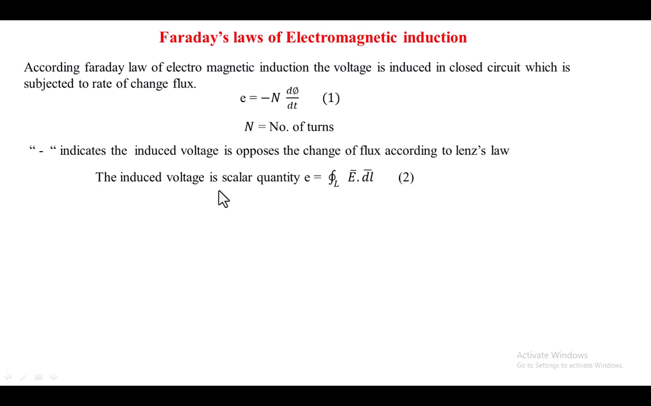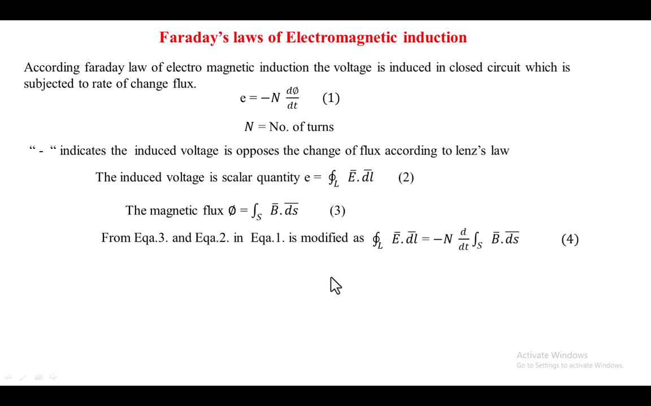The induced EMF is a scalar quantity that we can write as the closed line integral of E bar dot dl bar. The magnetic flux we can write as the surface integral of B bar dot ds bar. Substituting equation 2 and equation 3 in equation 1, we get the closed line integral of E bar dot dl bar equal to minus N into d by dt of the surface integral of B bar dot ds bar. If N equals 1, this equation becomes the closed line integral of E bar dot dl bar equal to minus d by dt of the surface integral of B bar dot ds bar.